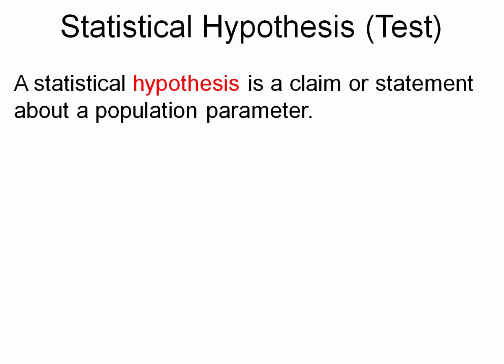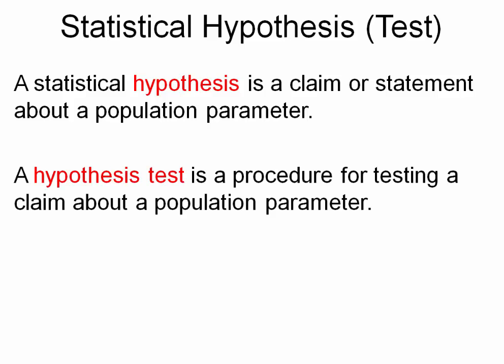So what is a statistical hypothesis? A statistical hypothesis is a claim or statement about a population parameter. We have talked about population parameters so far in this course, and some of the population parameters that we have talked about include the population mean, the population variance, the population standard deviation, the population proportion, and the population size.